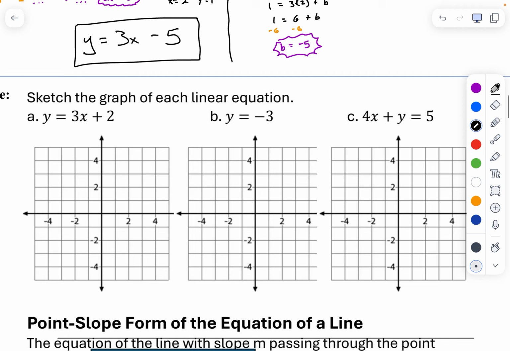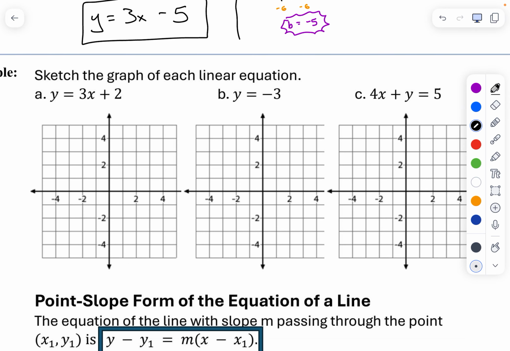We want to go ahead and sketch a few of these graphs. We want to practice this really quickly. Looks like we've got A over here. We'll do that one first. So y equals 3x plus 2. Could get a little bit of help. What is m? 3. What is b? All right, so as we go to graph this, y-intercept is 2.